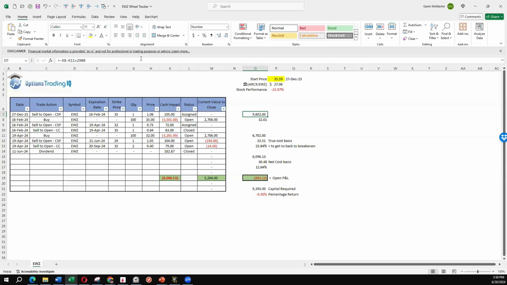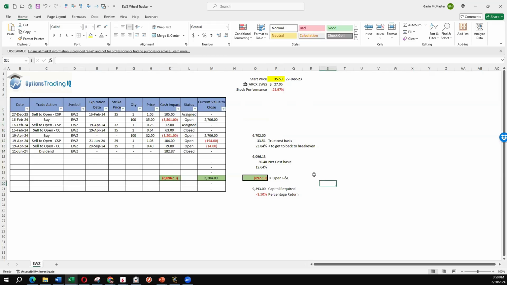And then if we add in or subtract out all the option premium and dividends, our net cost basis is going to be all the way down at 30, and we're not going to need much of a rally to get back to break even in that case, still about 10%, 11%. So that's a little calc that I do as well. So we're generating lots of option premium, lots of dividends, and we're just waiting now for the stock to recover.